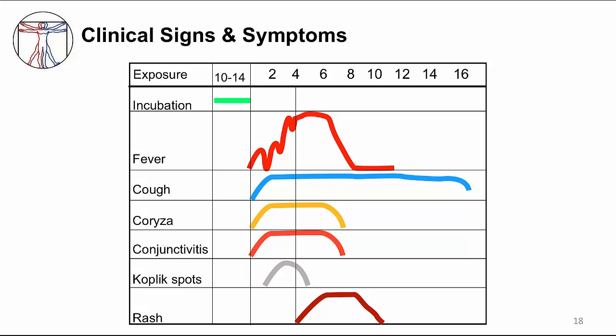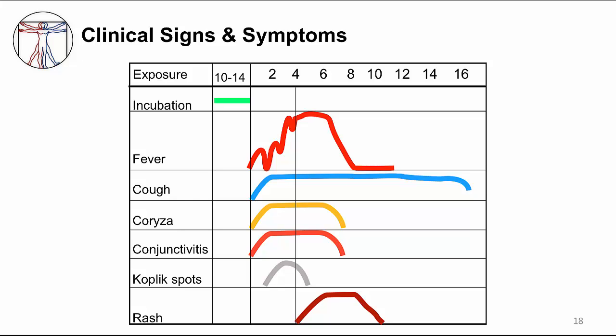First comes low-grade fever with a little bit of malaise. Then you start seeing the classic signs and symptoms of measles: cough, coryza, which is a bad runny nose and congestion, and conjunctivitis, which is inflammation of the conjunctiva. These signs and symptoms represent the prodrome phase and are present before the rash.